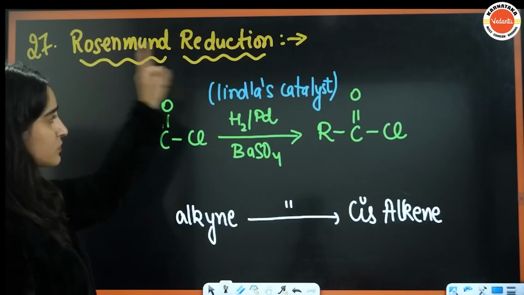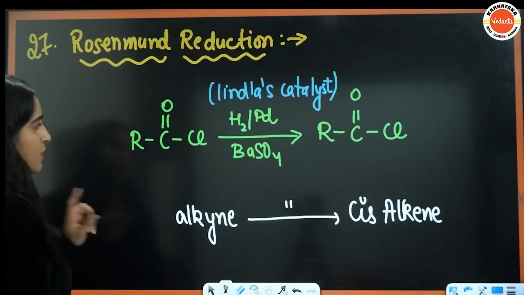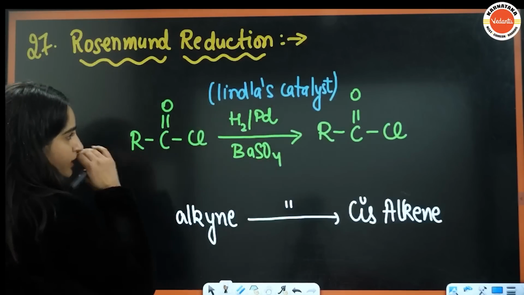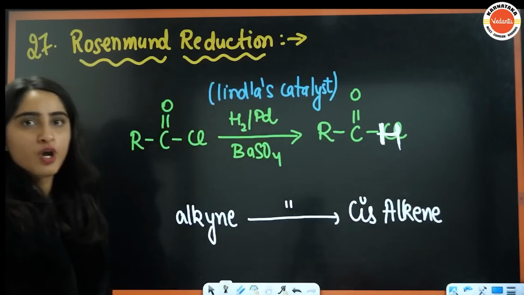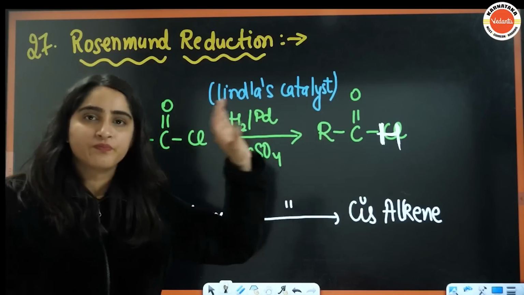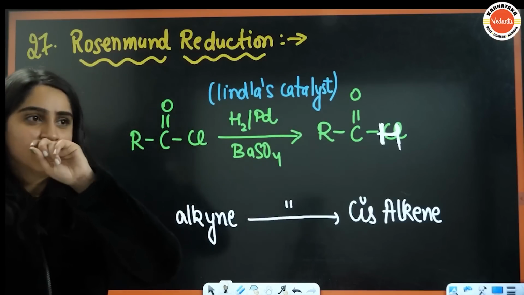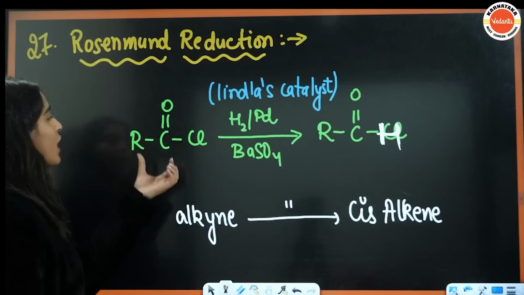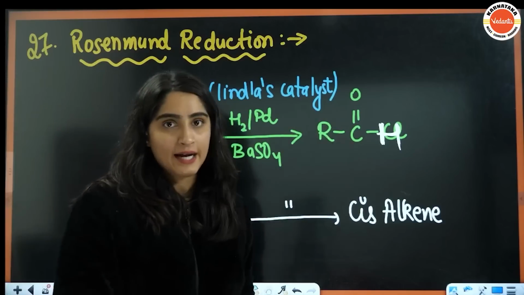Then we have Rosenmund reduction. For Rosenmund reduction and Birch reduction, always remember this one thing. In this case, you have Rosenmund reduction, and here there should be hydrogen. This should be hydrogen. This is again acid chloride being converted into aldehyde. I'm fumbling here. Just wait. So now here acid chloride is getting converted into aldehyde, right?